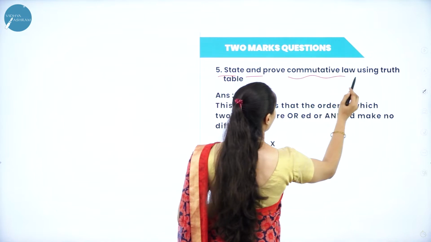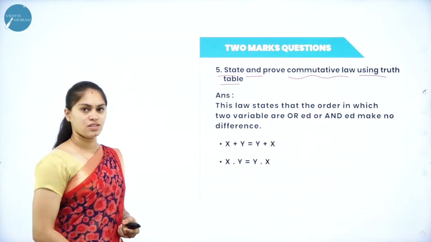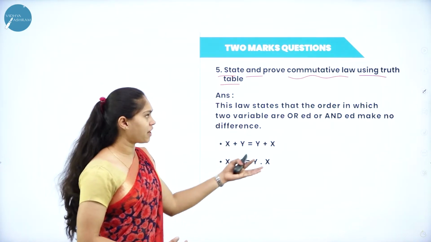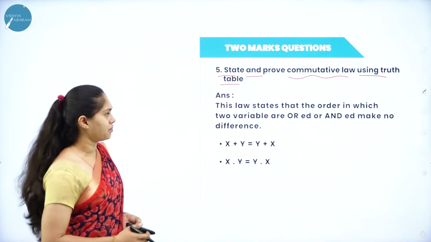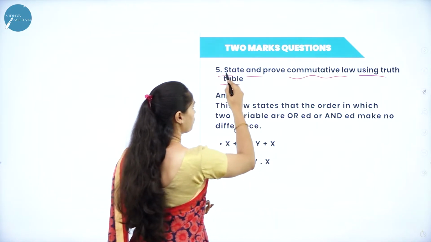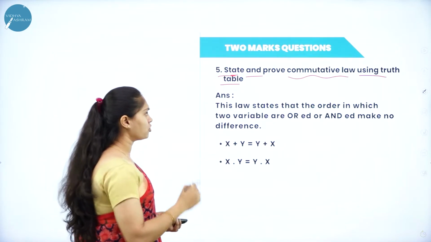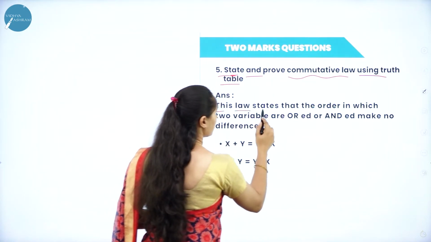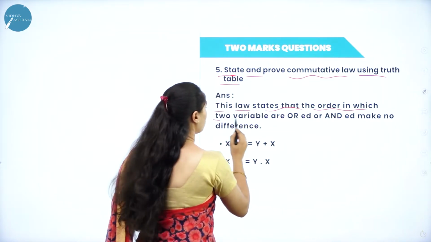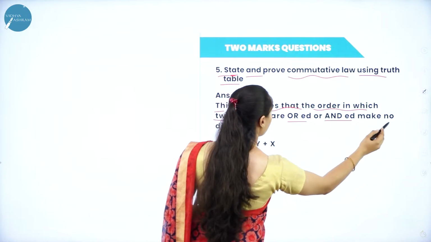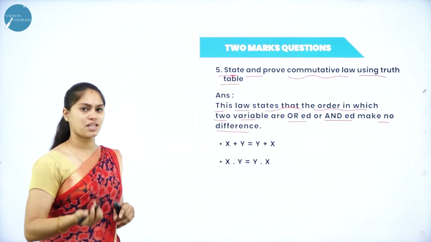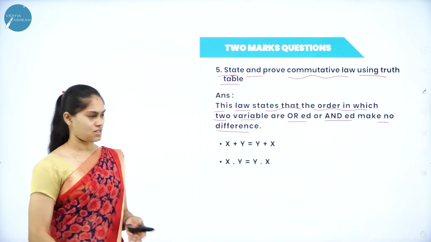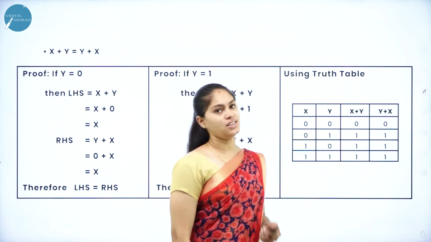State and prove commutative law using truth table. So we are going to get this kind of question for 2 marks. If they are just asking you to define the commutative law, then it will be for 1 mark. So we have to state and prove. For the statement, we are going to get 1 mark, and you have to write a truth table, that will be for another 1 mark. Then what does commutative law state? This law states that the order in which the two variables are ORed or ANDed makes no difference. Whether it is x plus y is equal to y plus x or x dot y is equal to y dot x, that doesn't make any difference.